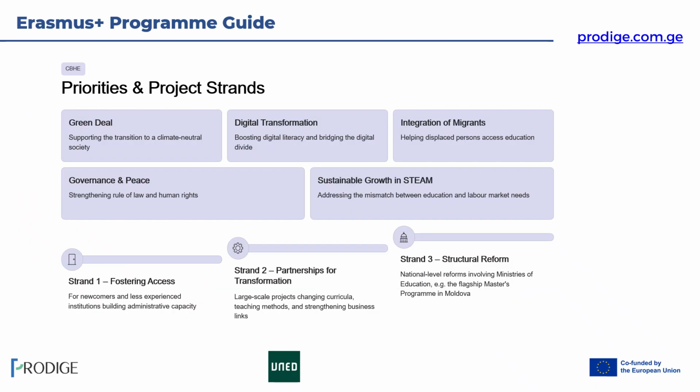To maximize impact, every project must align with the EU's Big Five priorities: the Green Deal, digital transformation, integration of migrants, governance and peace, and sustainable growth in STEAM fields.